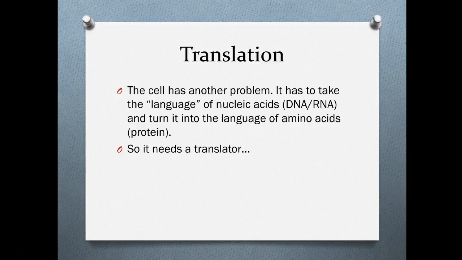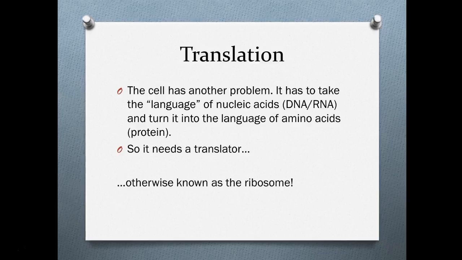Well, what it means by that is every protein is made up of different combinations of 20 different amino acids. So it's taking the A's and U's, C's and G's and changing those into the ingredients for how to make the proteins, and that's the amino acid. So it needs a translator in order to do that.